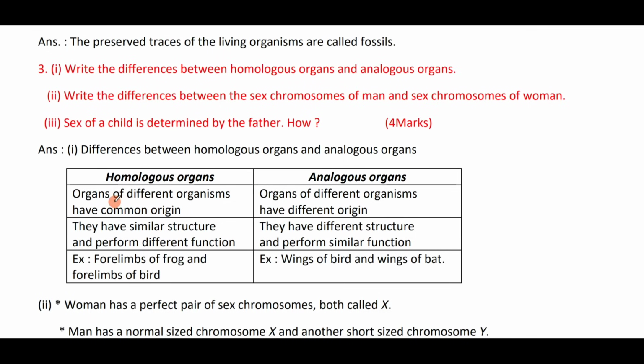Difference between homologous organs and analogous organs: homologous organs of different organisms have a common origin, analogous organs have a different origin. Homologous organs have a similar structure but perform different functions. Analogous organs have different structures but perform similar functions. The four limbs of a frog and the four limbs of a bird are homologous. Wings of a bird and wings of a bat are analogous.